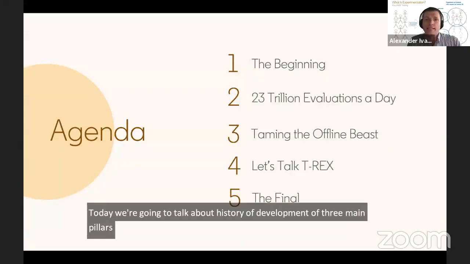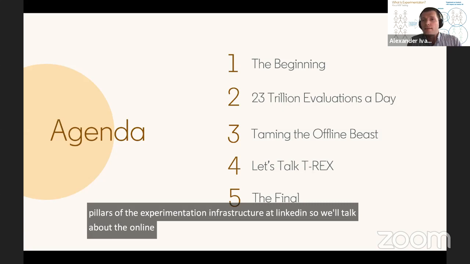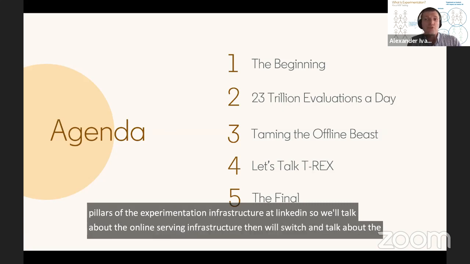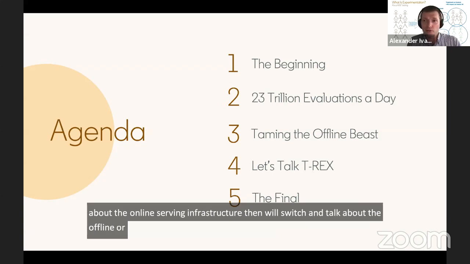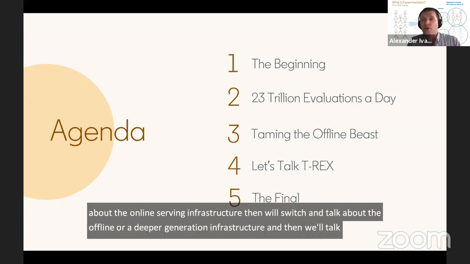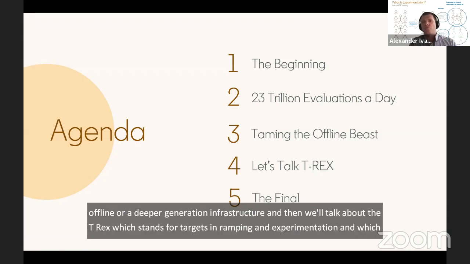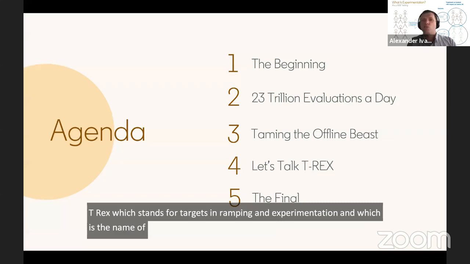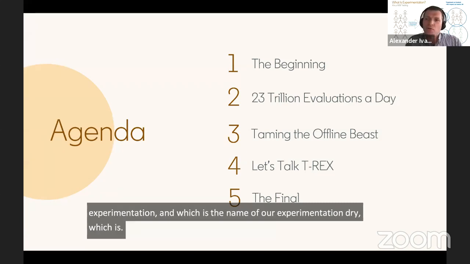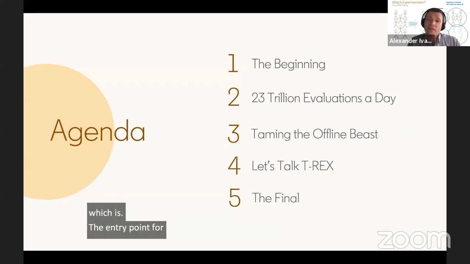Infrastructure at LinkedIn. So we'll talk about the online serving infrastructure, then we'll switch and talk about the offline A/B report generation infrastructure, and then we'll talk about the TREX, which stands for Targeting, Ramping, and Experimentation, and which is the name of our Experimentation UI, which is the entry point for all things experimentation in the company.